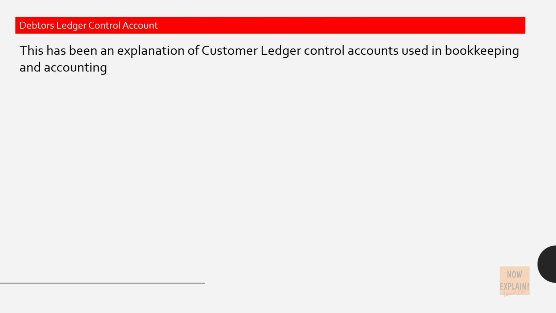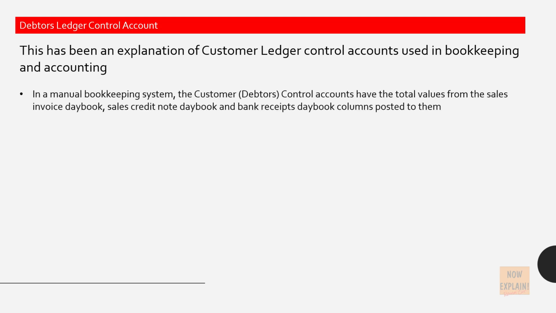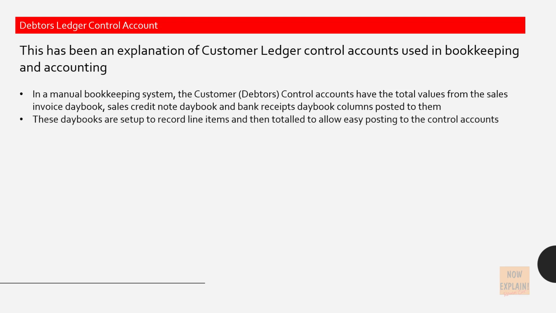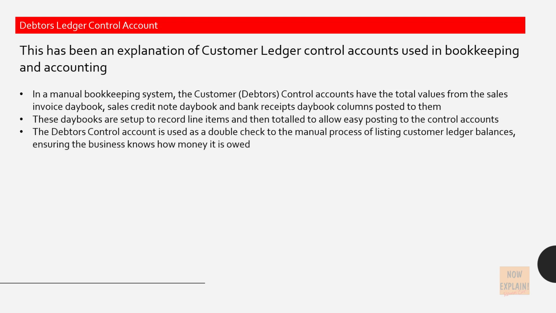This has been an explanation of customer ledger control accounts used in bookkeeping and accounting. In a manual bookkeeping system, the customer control accounts have the total values from the sales invoice daybook, sales credit note daybook, and bank receipts daybook columns posted to them. These daybooks are set up to record line items and then totals to allow easy posting to the control accounts. The debtors control account is used as a double check to the manual process of listing customer ledger balances, ensuring the business knows how much money it is owed. This control account is part of the double entry bookkeeping system.